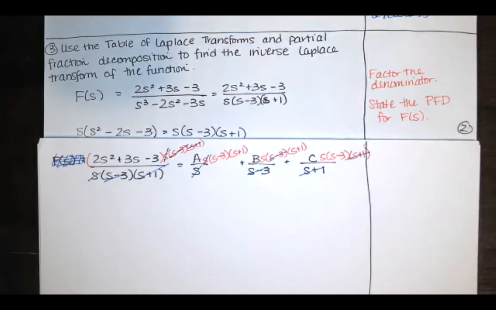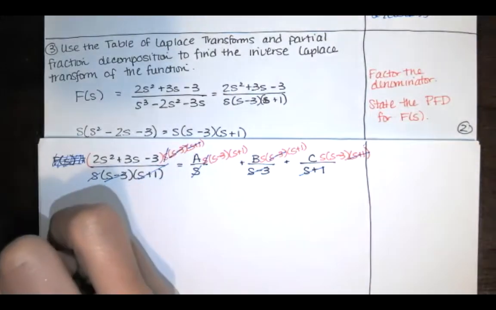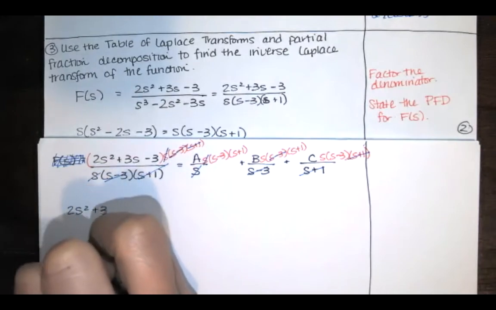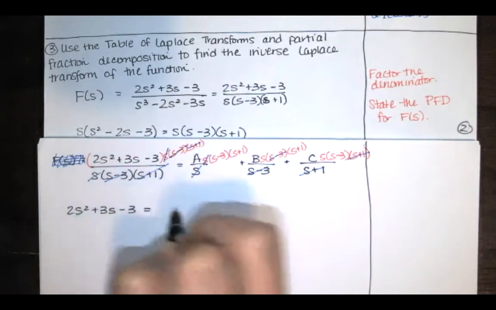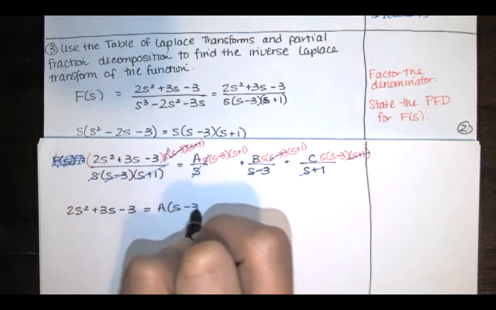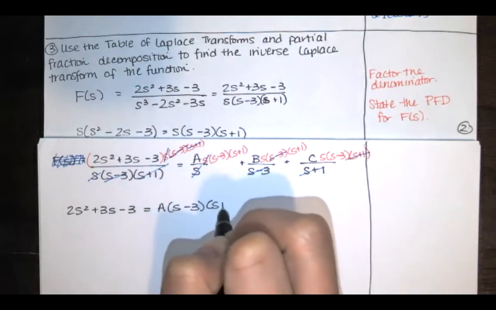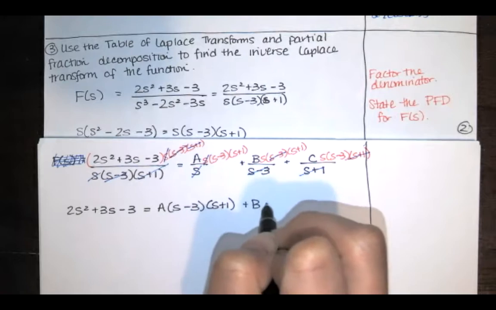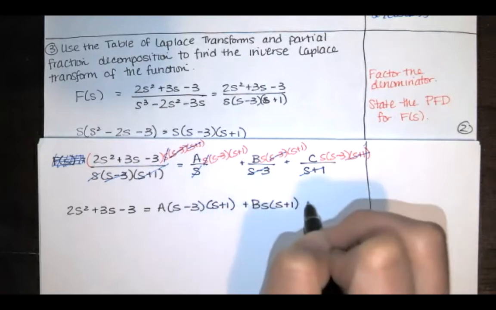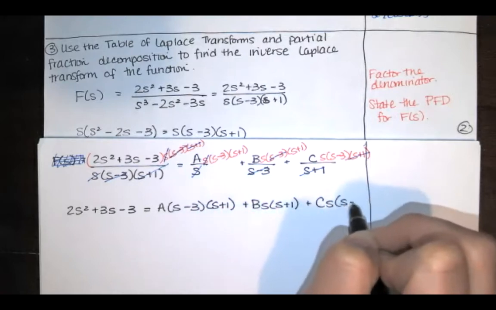And after simplification, what we have is the original numerator equals A times the quantities s minus 3 and s plus 1. And then we have B times s times the quantity s plus 1. And then we have C times s minus 3.